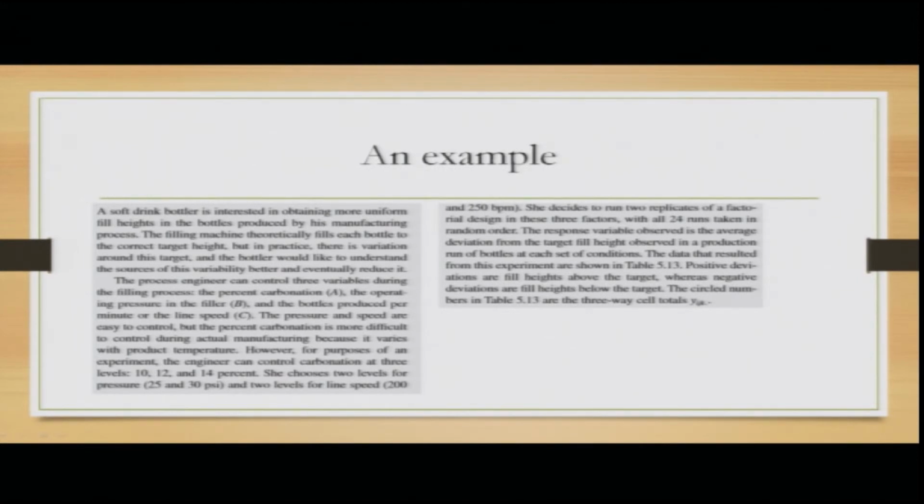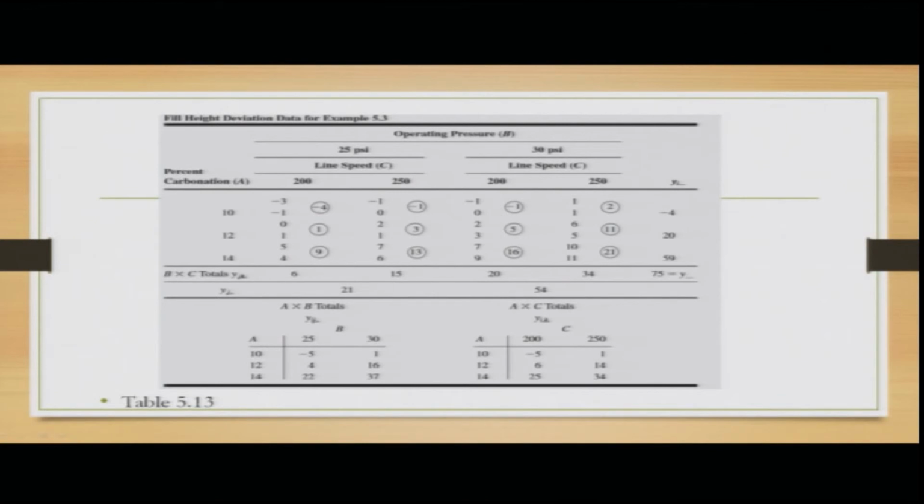So, I, J, K, L would be the nomenclature. Operating pressure B is there, so you have 25 psi and 30 psi, and the percentage carbonation, which you see in the first column, is 10, 12 and 14. For line speed 200, you have the values -3, -1, 0, 1, 5, 4, and for line speed 250, you have the values -1, 0, 2, 1, 7, 6.